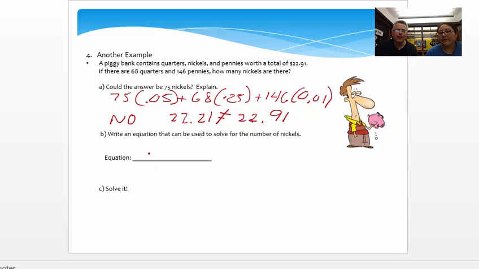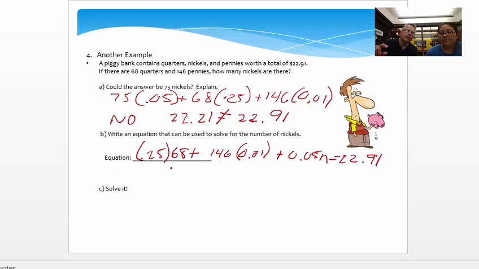Yeah. So now we're going to write an equation that can be used to solve the number of nickels. So we have 0.25. So we know we have 68 quarters. Now we have 146 pennies. And we don't know how many nickels there are, so we have 0.05 N. And we want this to equal 22.91. Okay. So let's figure out what these first two terms are equal to. Sure. Let me figure out what that is.